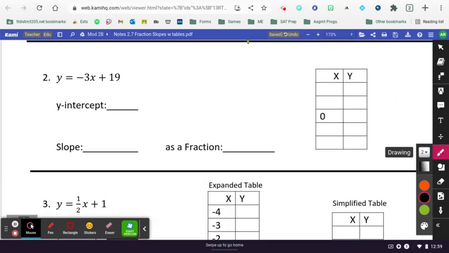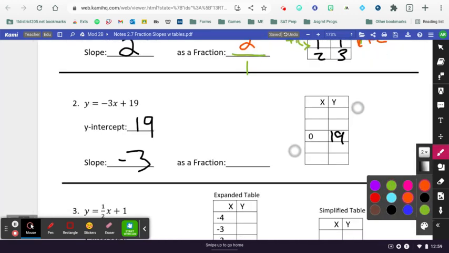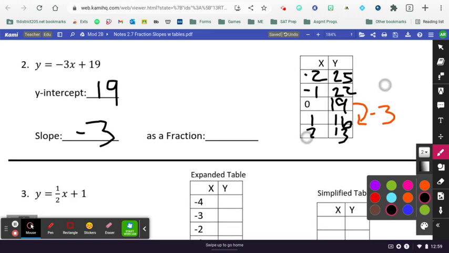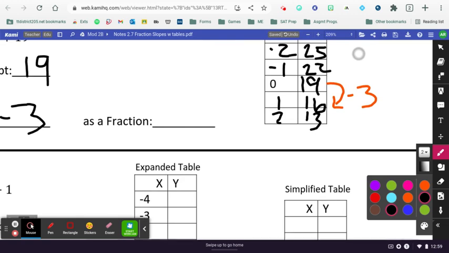So looking at the next one here, we have y equals -3x plus 19. We got 19. Our slope is -3. So I'm starting with a positive 19 at time 0. And as I go down my table, we are subtracting 3. So at time 1, we have 16. At time 2, we have 13. At time -1, we have 22. At time -2, we have 25.